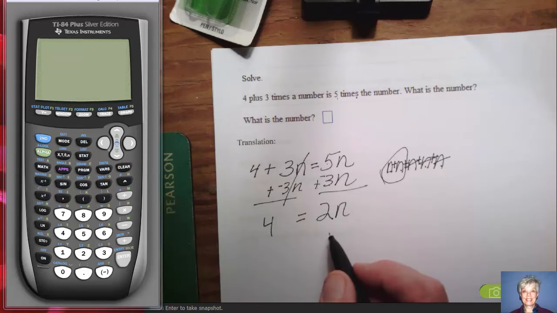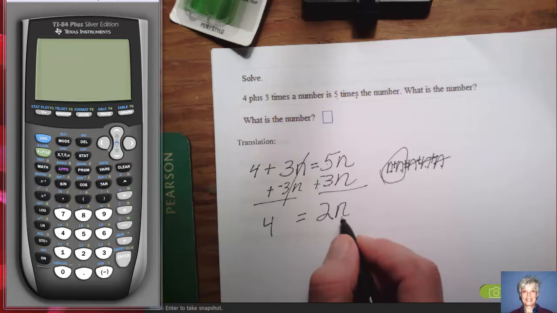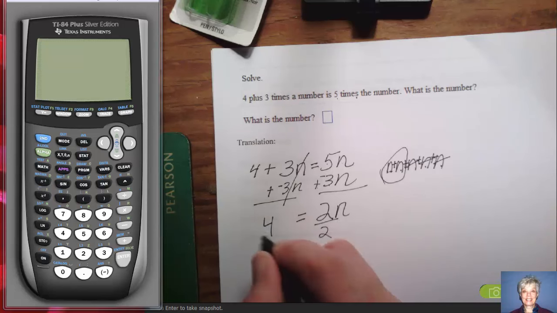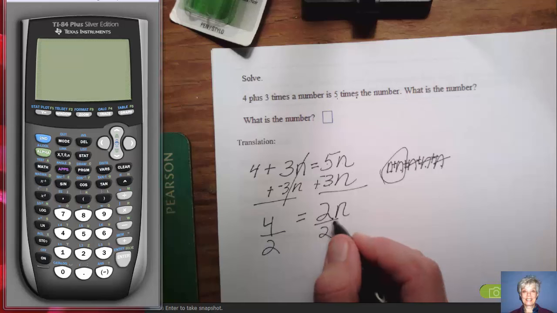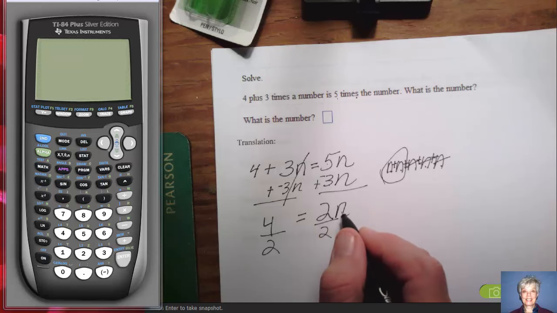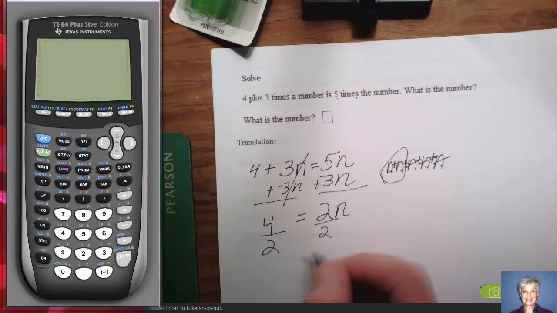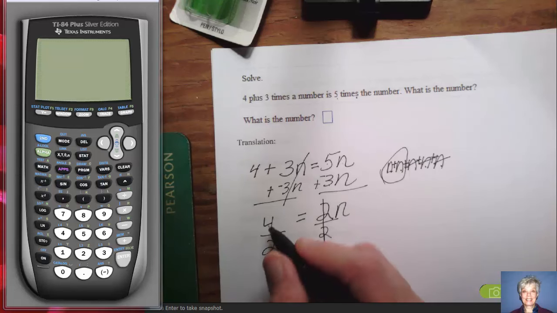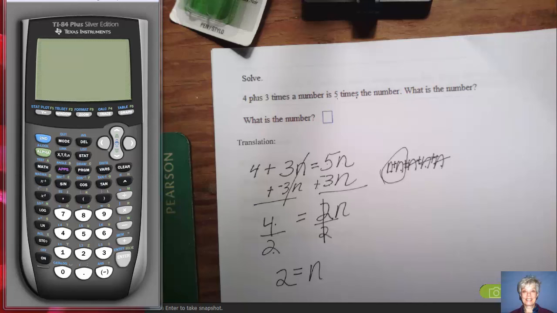Okay, one more thing to go. I don't care what 2n equals. I care what n equals. So the only way I can get n by itself is to divide both sides by 2, because this 2 is not added or subtracted to the n. It's multiplied by the n. And the only way to get rid of a number multiplied by a letter is to divide both sides by that number. So I'm canceling out the 2's there, which leaves me with n on the right side. Over here, I'll have 4 divided by 2, which is 2. And there's my answer. Now let's see if it's true.